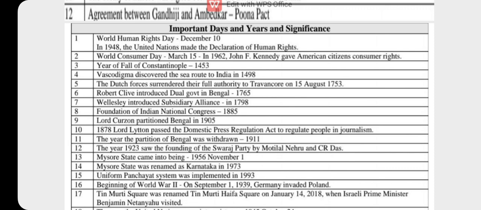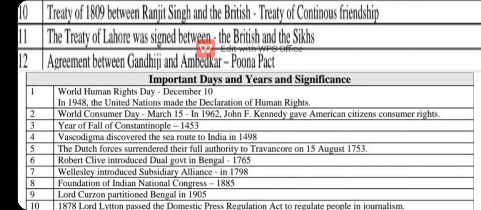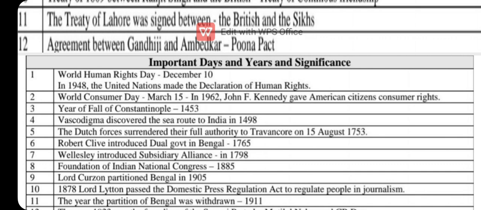World Consumers Day is celebrated on March 15th, not December 15th. These dates are very important for the board exam. On March 15th, 1962, John F. Kennedy gave American citizens consumers' rights. And our 2 marks question: which are the 4 rights? Right to information, right to safety, right to be heard, and right to take advice. The 4 important rights you can also see in the textbook.